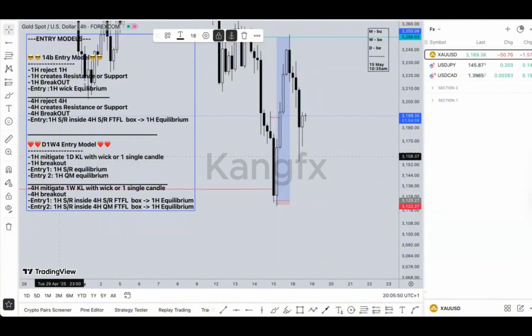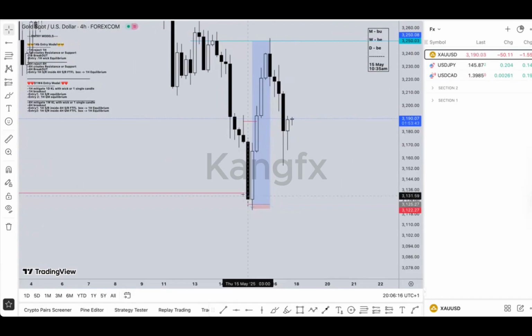This is the D1W4. Why the 1H4 entry model? We use it for confirmation entry also. Use it for continuation entries also. There was a rejection on this on daily, breakout on 1 hour. We waited for the market to come here, but it did not come.